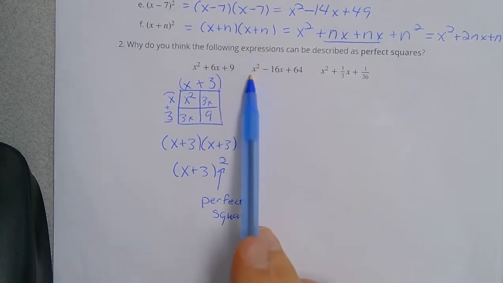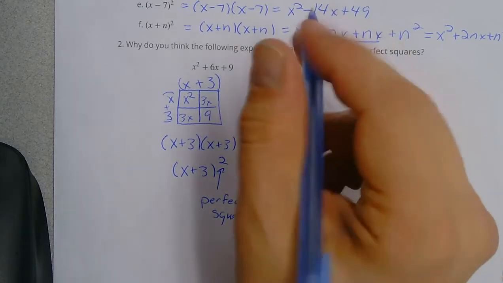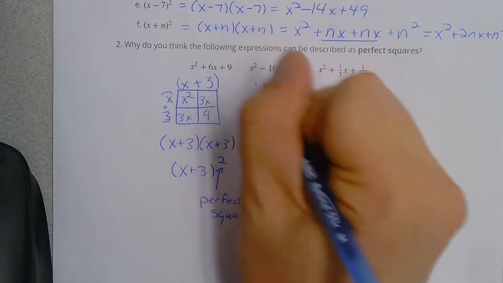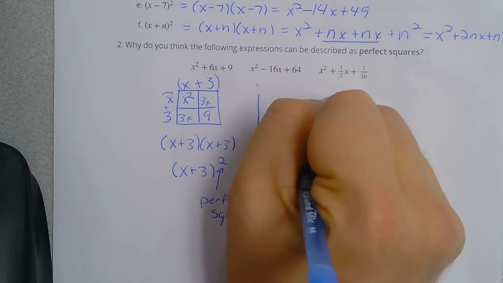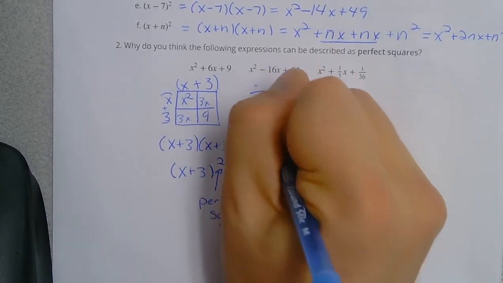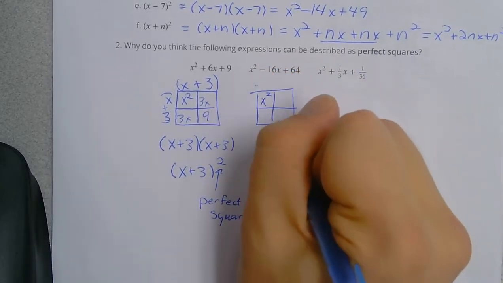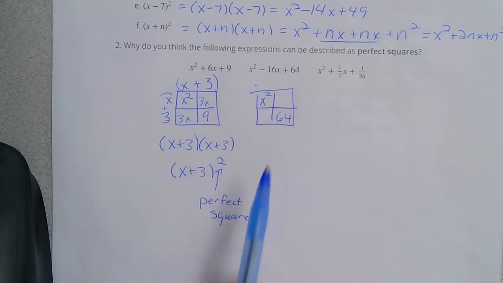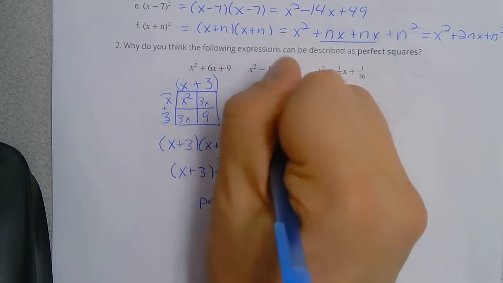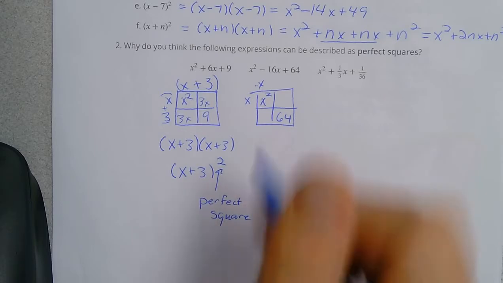Same idea here. We have x squared minus 16x plus 64. To factor that, we have x squared and then 64. So I know on the outside I'm going to have x and x. The square root of 64 is 8.